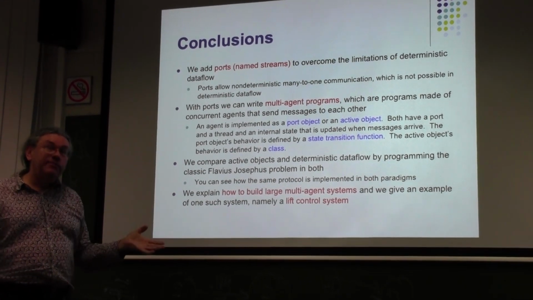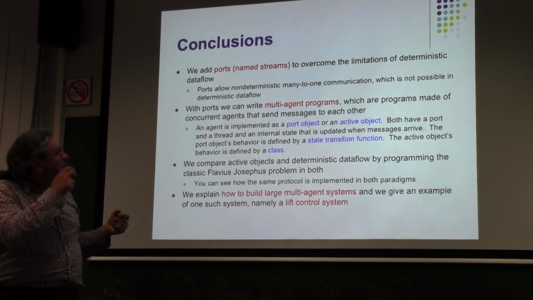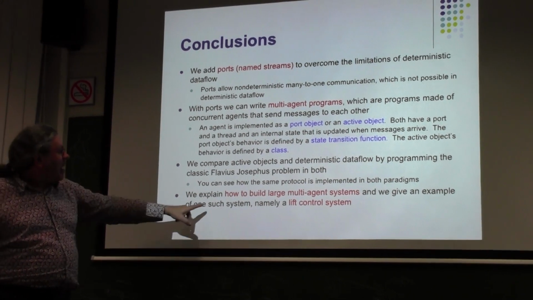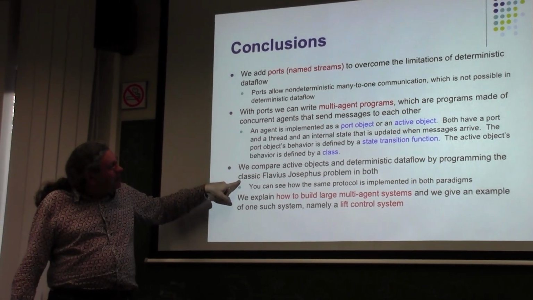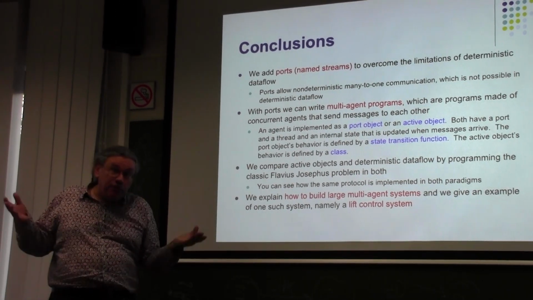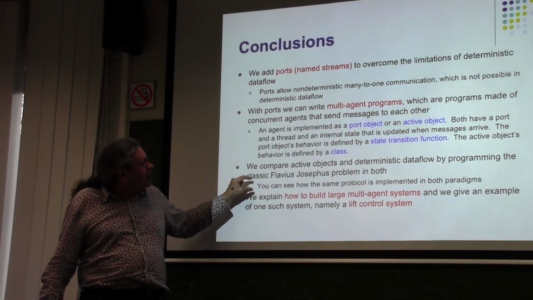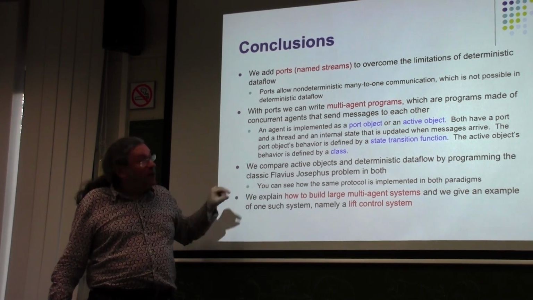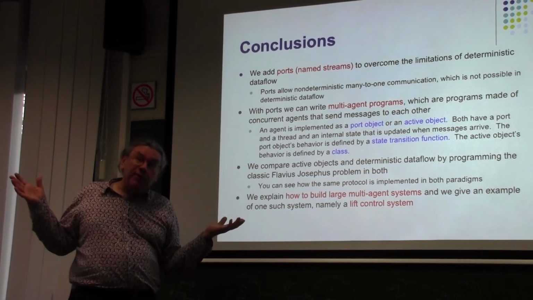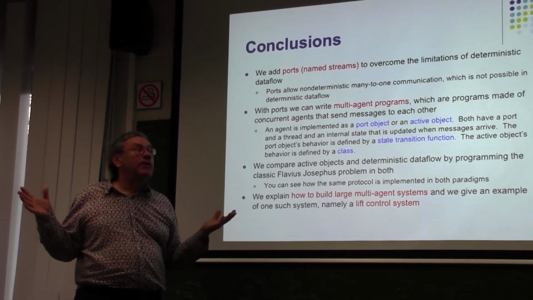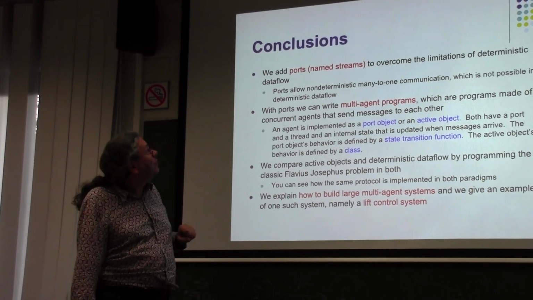So you see how to do it. I gave you a lot of tips and intuition using port objects, how you build large multi-agent systems. Remember, we also showed that deterministic data flow, if you can use it, is the best. Flavius Josephus is much easier to write in deterministic data flow than in active objects. But you can't do that for non-deterministic multi-agent systems, like this extremely non-deterministic lift control system.